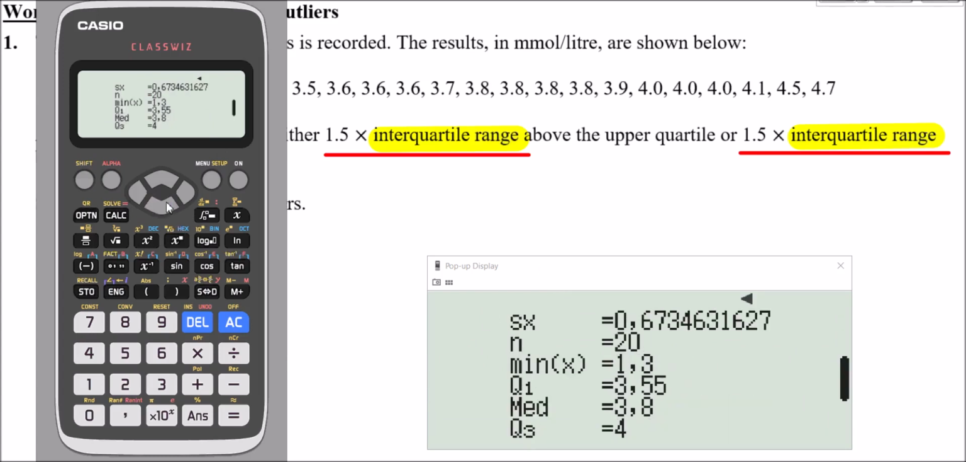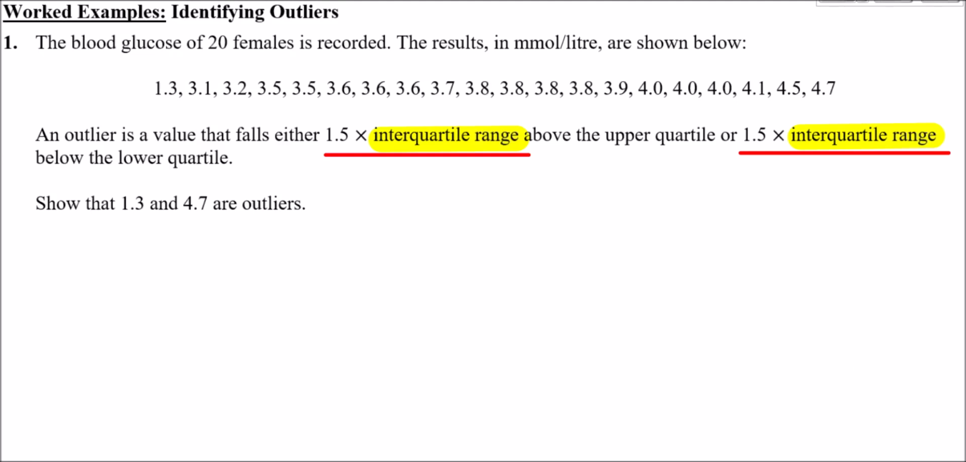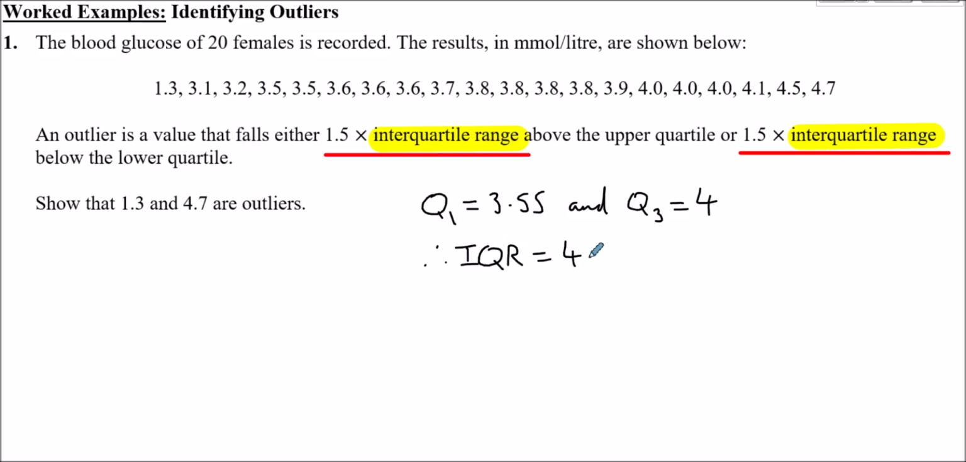To get the quartiles, we press down, and you can see that we've got them here now. So Q1 is 3.55, and Q3, the upper quartile, is 4. So that's what we're going to type in here. So for this one, Q1 is 3.55. And Q3 is 4. So therefore, the interquartile range is 4 minus 3.55. It's always the upper quartile minus the lower one.